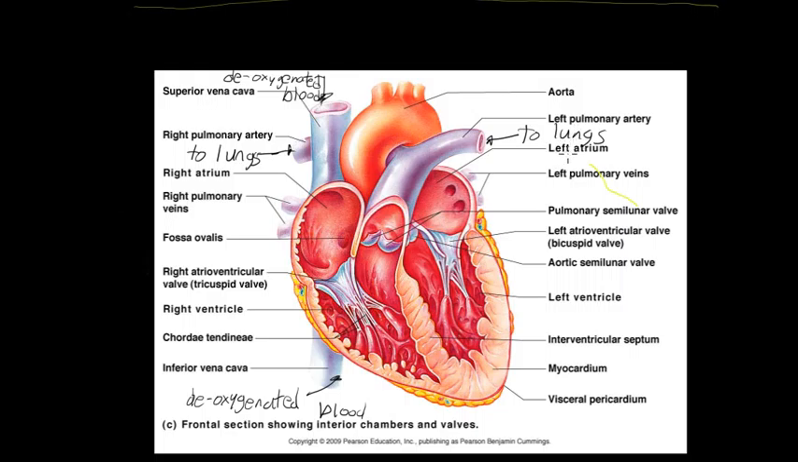Where it picks up oxygen and loses carbon dioxide. So you breathe out the carbon dioxide, you breathe in the oxygen, and then the blood returns to the heart via these pulmonary veins, these right and left pulmonary veins, and enters the left atrium.